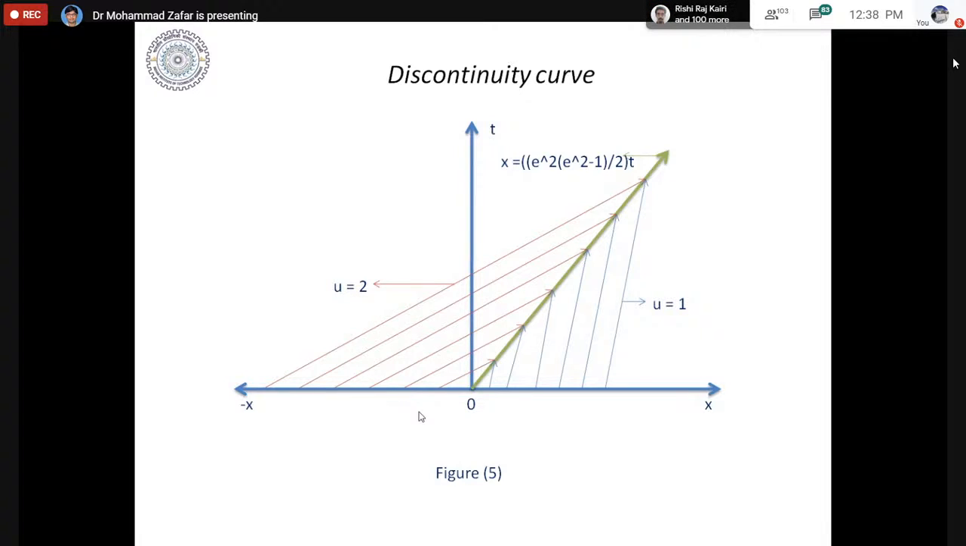Only on this green color curve, the shock, there is a discontinuity. But away from this, the solution is smooth now. U is 1 here on the right hand side, the blue color curve, and U is 2 on the left hand side of this green color curve. And this green color curve is the discontinuity curve, which is a shock curve here. Okay, so this is the answer for the given PDE.